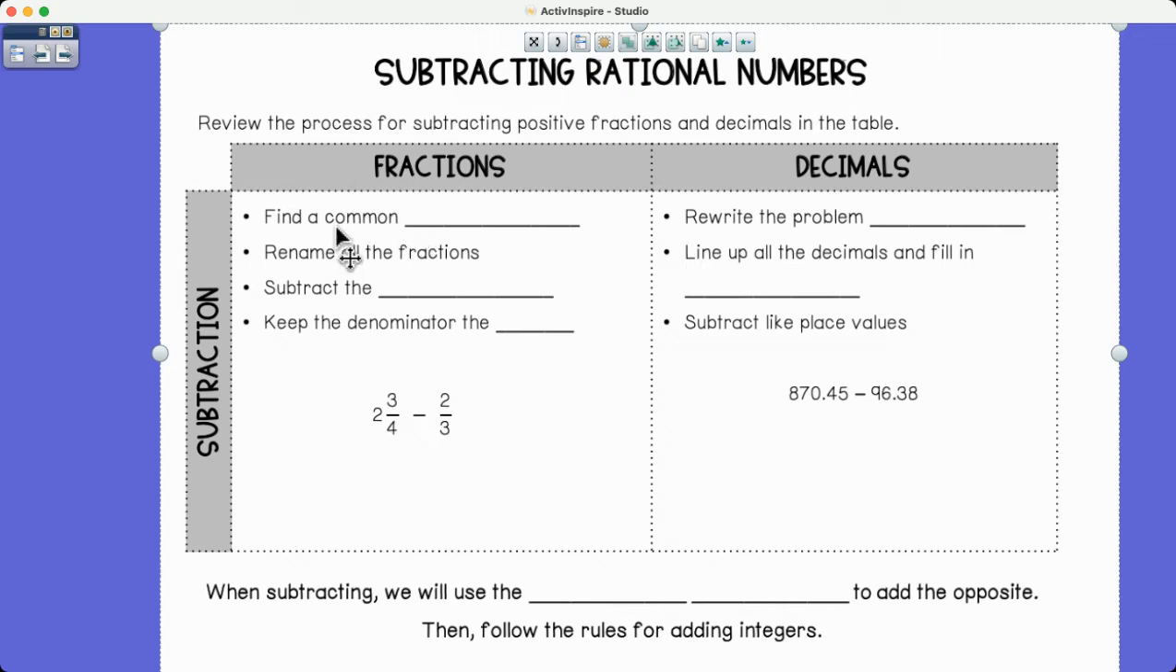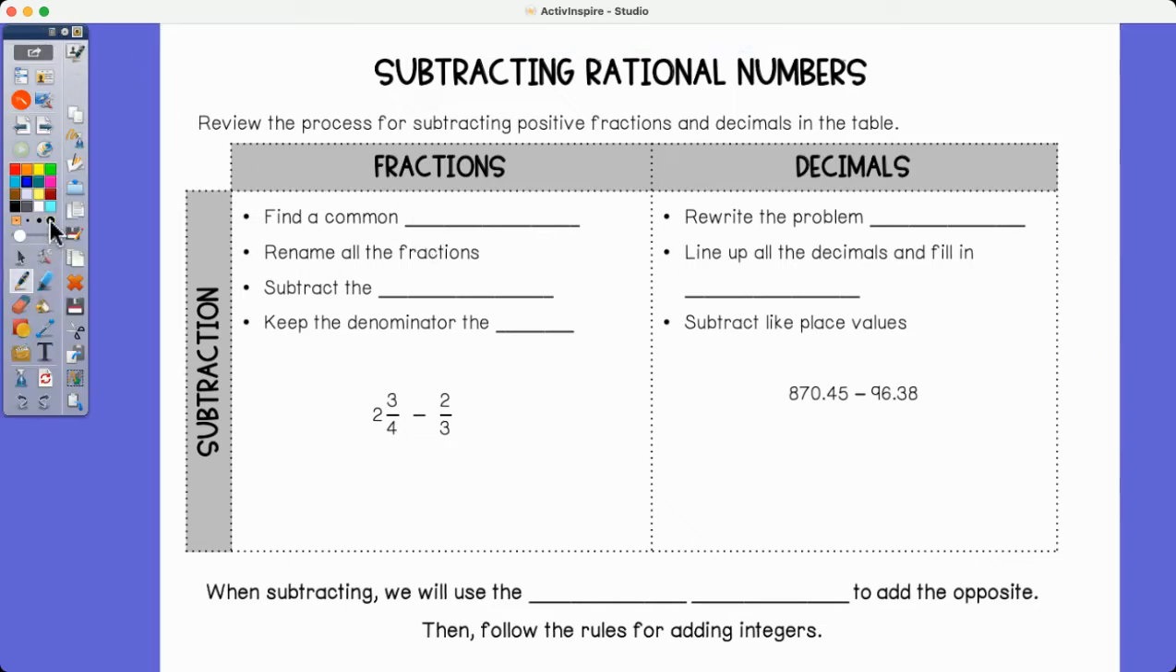First thing we're going to do, this is just like yesterday, guys. We're going to find that common denominator. I just realized I'm not on the pen. Rename all your fractions using your Texas method. No mixed numbers. We're going to subtract our numerators and keep the denominators the same.